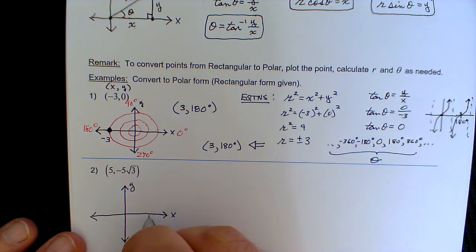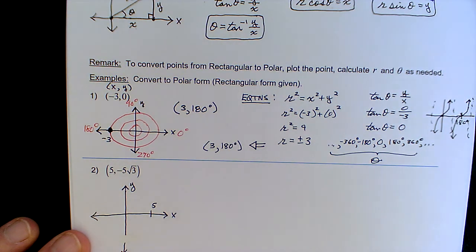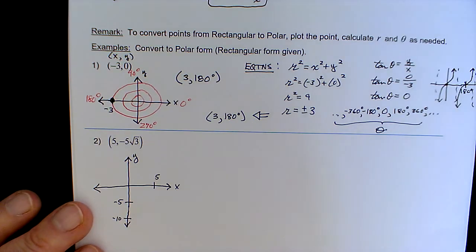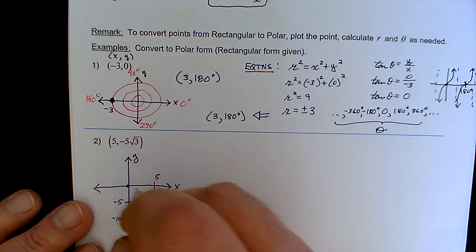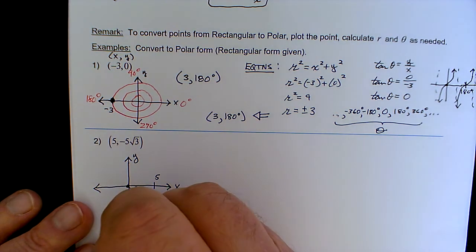It doesn't have to be to scale, just make sure you're in the right quadrant. 5, maybe I'll try to make it to scale a little bit. So there's 5 units in the x. And let's see, 5 radical 3 is about 1.7 times 5, so 8.5, so negative 8.5, maybe right around here. But again, it's not necessary to make the sketch. So now we're looking for this radius and the angle.